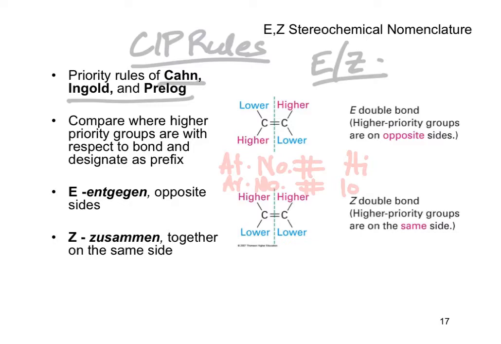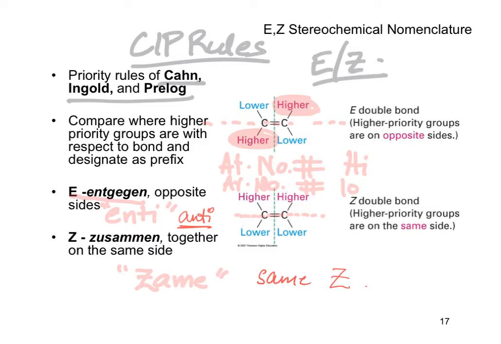And then they would see where the high priority groups are. If the higher priority groups are on opposite ends, that means they are across the double bond, then you're going to say that this is across, it's E, I like to call it anti, and it means entgegen, which is German for anti. Likewise, if you look at the priority orders and they end up being on the same side, then we would call it Zusammen. So that would be Z. Does that make sense?